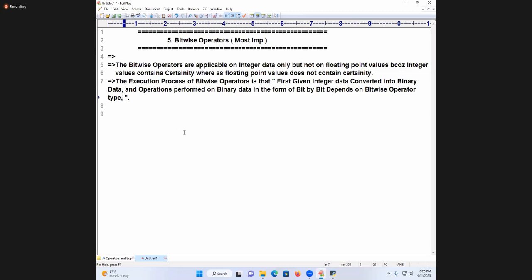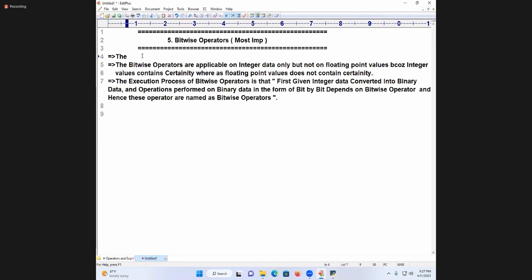And hence, these operators are named as what operators? Bitwise operators. The name itself, now you understand: bitwise. Bit by bit operations will be carried forward. That's why they are named as which operator, students? Bitwise operators. So what is the use of bitwise operators now?